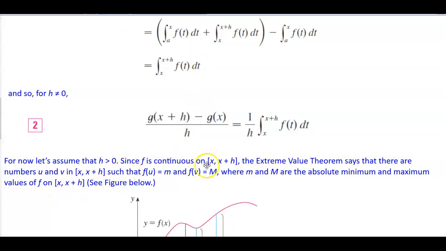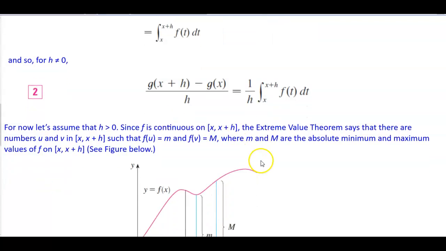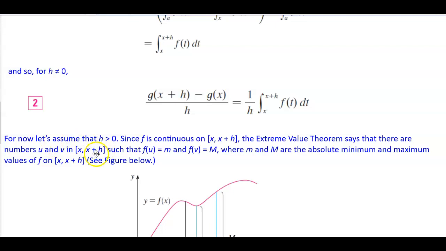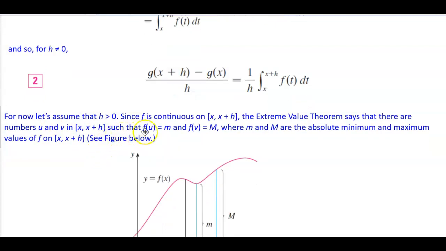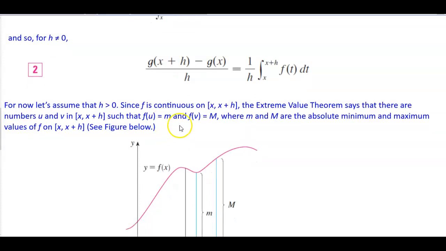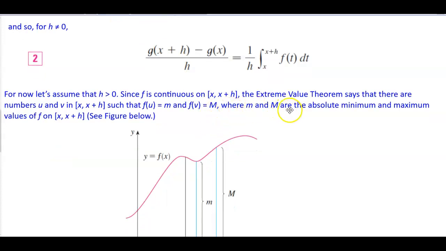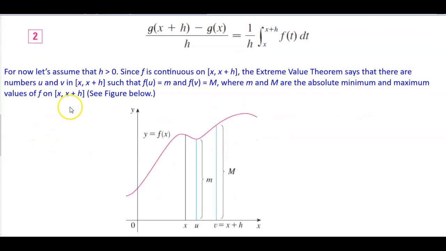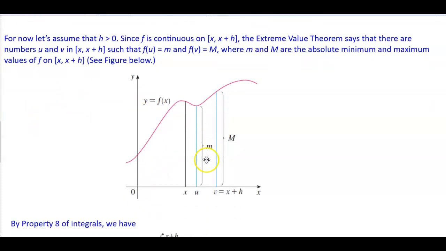Since f is continuous on the closed interval from x to x + h, the extreme value theorem says that there are numbers u and v in that interval such that f(u) is equal to m, where that's the absolute minimum, and f(v) is equal to capital M, where that is the absolute maximum. So m and capital M are the absolute minimum and maximum values of f on that interval. So you can see here below.